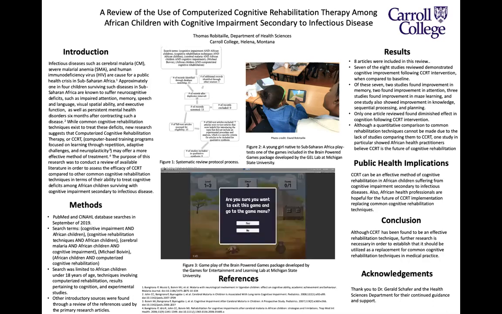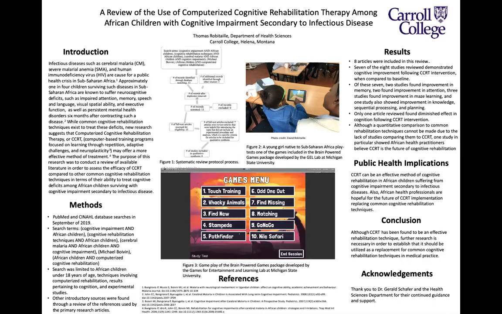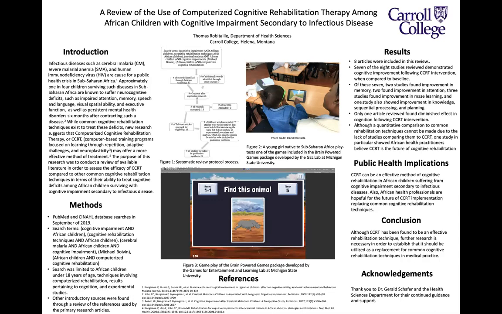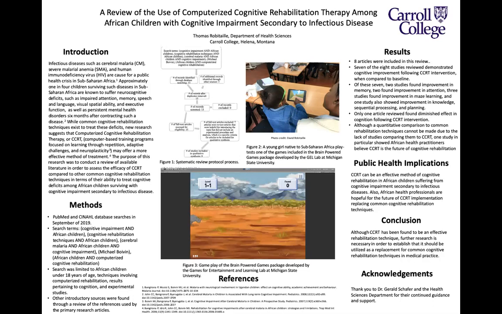There are some common cognitive rehabilitation techniques that exist to treat these deficits, but there is new research that suggests computerized cognitive rehabilitation therapy, or CCRT, may offer a more effective method of treatment. This is the type of treatment that my brother got to help create. It is a computer-based training program focused on learning through repetition, adaptive challenges, and neuroplasticity.